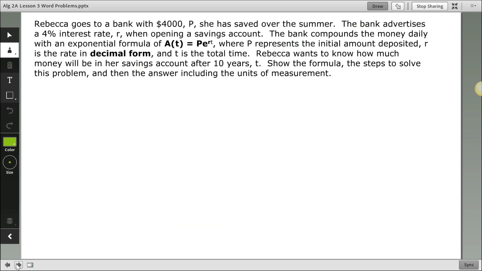So here's the second one. Rebecca goes to a bank with $4,000 and she saved that over the summer. The bank advertises a 4% interest rate. When you open your savings account, the bank compounds the money daily, and they actually give you the formula here. Where P represents the initial amount deposited, R is the rate in decimal form, and T is the total time. Rebecca wants to know how much money she will have in her savings after 10 years.